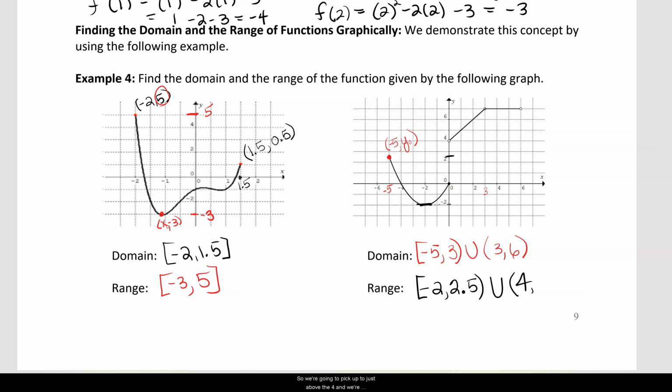So we're going to pick up to just above the 4, and we're going to graph. And at this point, we think, oh, there might be a break in the range, but no, there's a line. It's filling in that open circle. So the range is going to stop at 7, and 7 is going to be included.